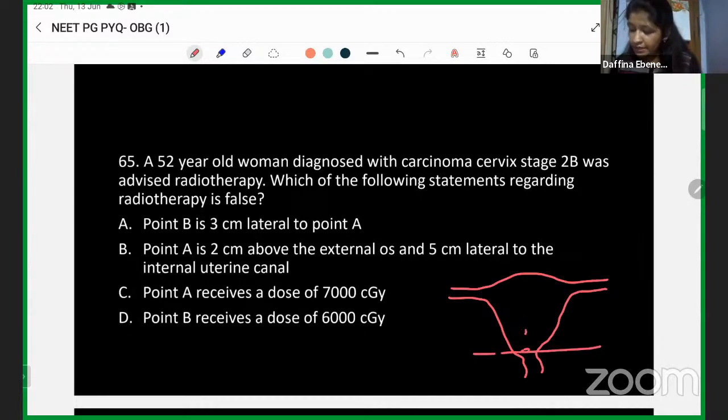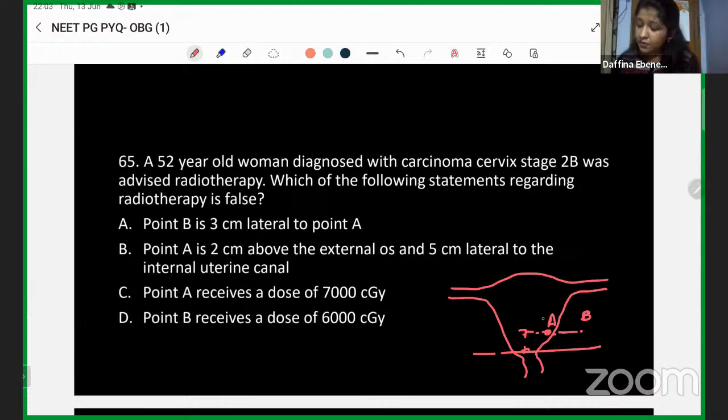So a point 2 centimeter above the external os and 2 centimeter lateral to that will be point A. And 2 centimeter above and 5 centimeter lateral to the external os will be point B. This is the plane of application of the radiotherapy. Okay, point A is 2 centimeter above and lateral to the external os. Point B is 2 centimeter above and 5 centimeter lateral to the external os.